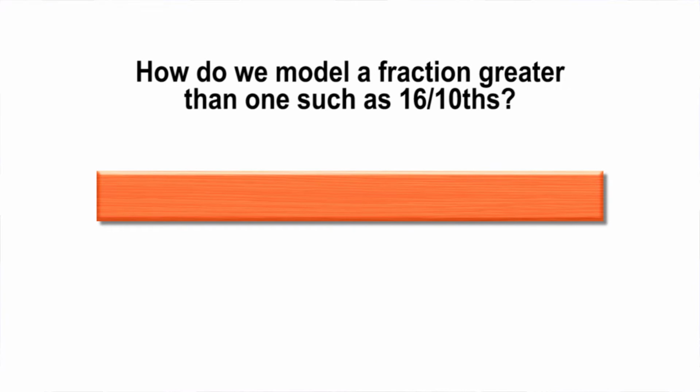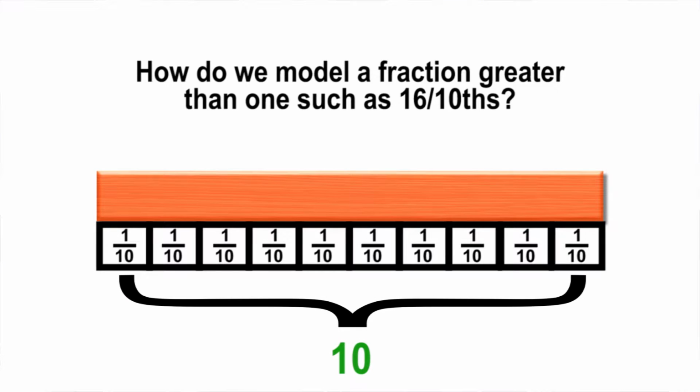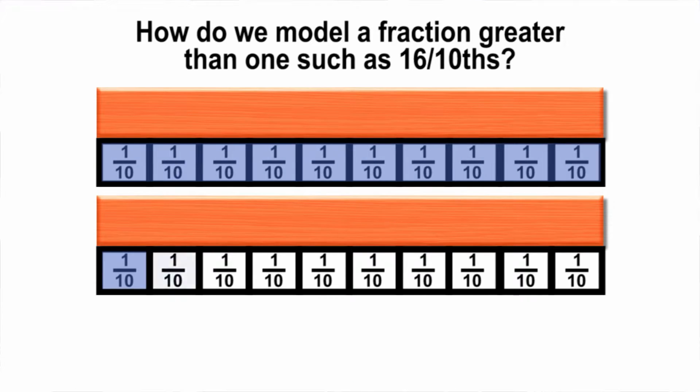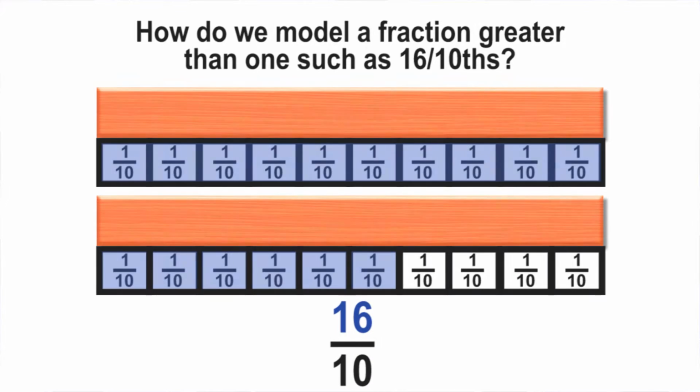How do we model a fraction greater than 1, such as 16/10? We know that the orange rod is made of 10 white 1/10 unit cubes, and it would be 6 more unit cubes. 11/10, 12/10, 13/10, 14/10, 15/10, 16/10.